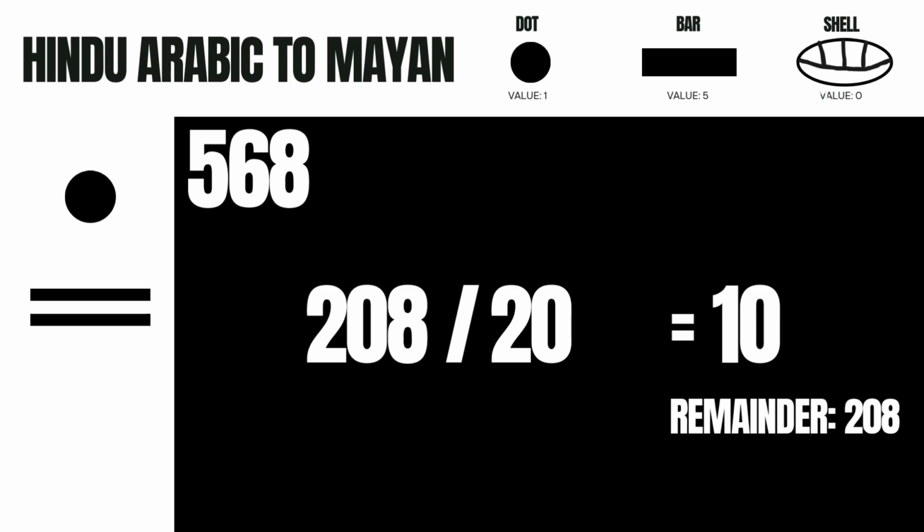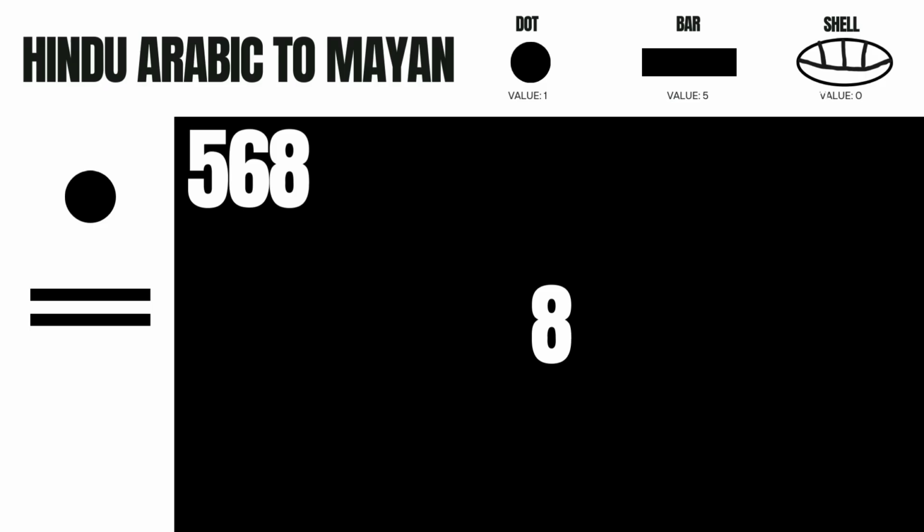And then finally, we're going to have just the remainder of 8. Now, because it's on the bottom level, the ones spot, we don't have to divide by anything because we're not going to multiply it or change any value. We're just going to put down the Mayan symbol for 8, which is a bar and 3 dots, or you could do 8 dots, but we'll use the bar. That's how the Mayans would do it. So we're going to have a bar and 3 dots. So that's how you get 568 in the Mayan system.